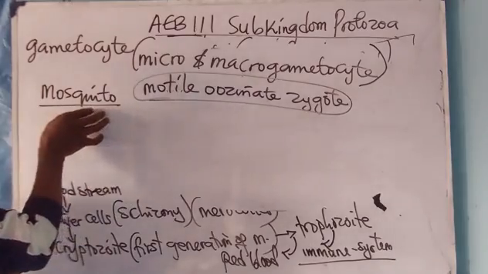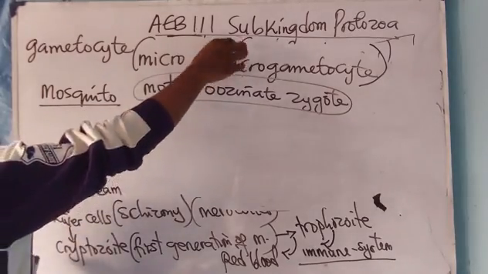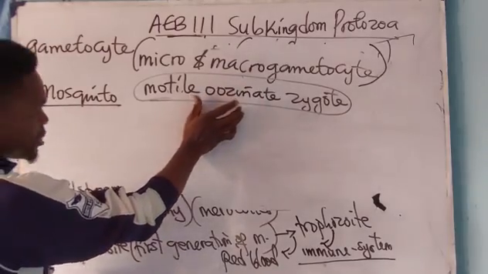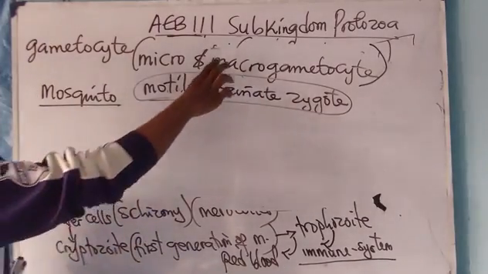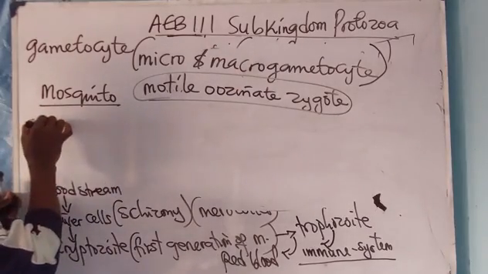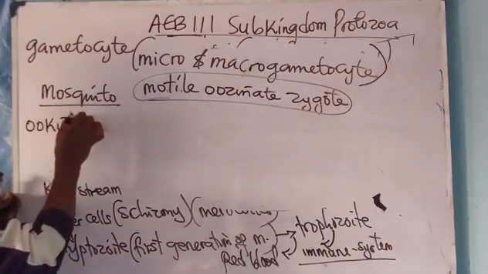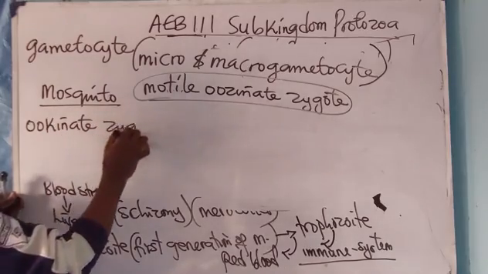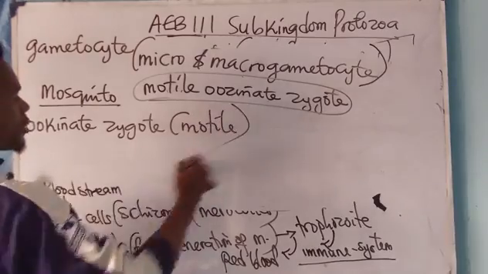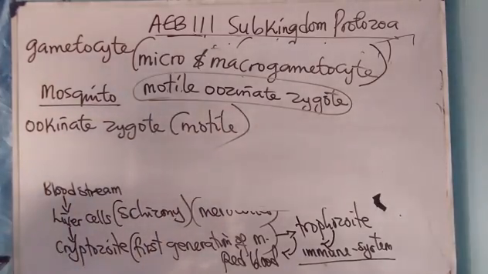the cycle will start with the macrogametocyte and the microgametocyte stage. Now, as soon as they fuse, it will form what? This ookinete zygote. And it is what? Motile. It's a motile or mobile zygote.